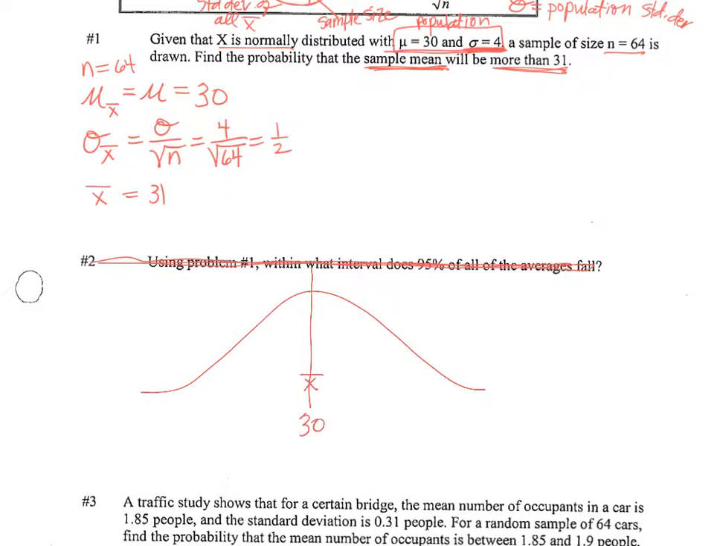Somebody's sample mean. Another person's sample mean. Another person's sample mean. And everybody's going to get all of these different sample means. And which one are we wondering about? Good. We are wondering about this one right here, this X bar that is at 31. And what are we wondering about it? If it is more than that. Good job.